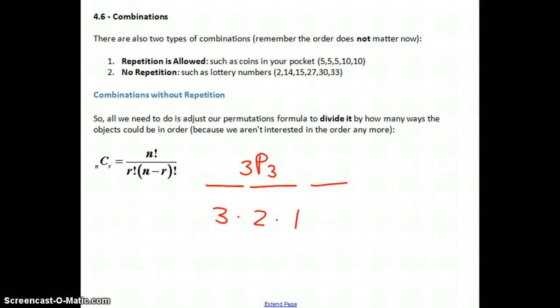4.6, combinations. So there are two types of combinations. Remember that with a combination, order does not matter. The first type is where repetition is allowed. The second type is where no repetition, such as lottery numbers. So combinations without repetition. This should not be on here.